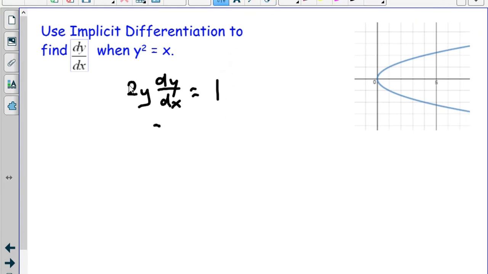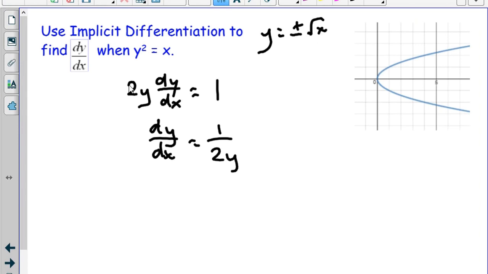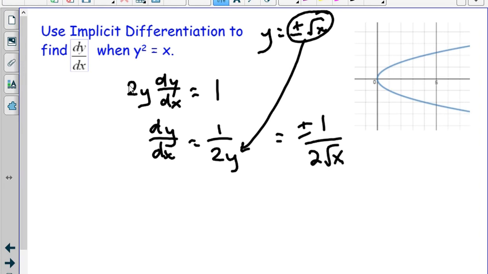Now, if I want to solve, I can get dy dx equals 1 over 2y. Notice what y is. Y, if we solved, was really plus or minus square root of x. So essentially what I'm getting is exactly the same thing that I originally got. Okay, so if I substituted plus or minus root x in here, I would get exactly what I originally got, which is plus or minus 1 over 2 root x, or plus or minus 1/2 x to the negative 1/2. I would have got the same thing.